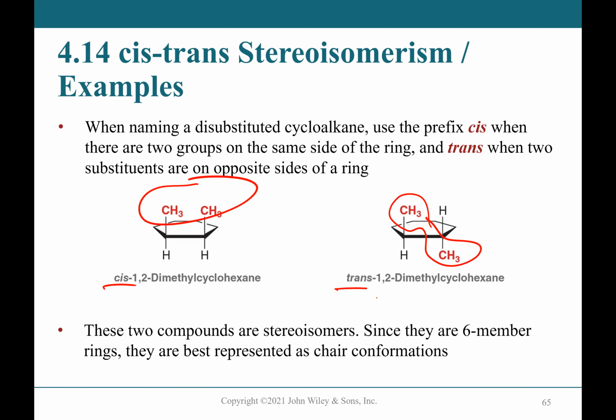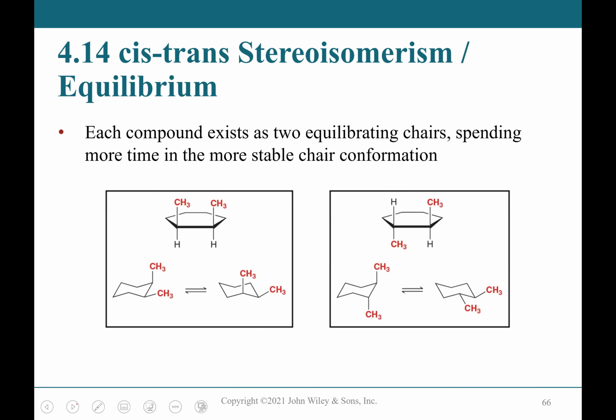So we put the trans in front, and then at the 1 position and the 2 position, we have 1,2 dimethyl cyclohexane. And this one, all we did was change trans to cis. So we have cis 1,2 dimethyl cyclohexane. Each compound exists as 2 equilibrating chairs, spending more time in the more stable chair conformation. So here are your 2 possibilities.